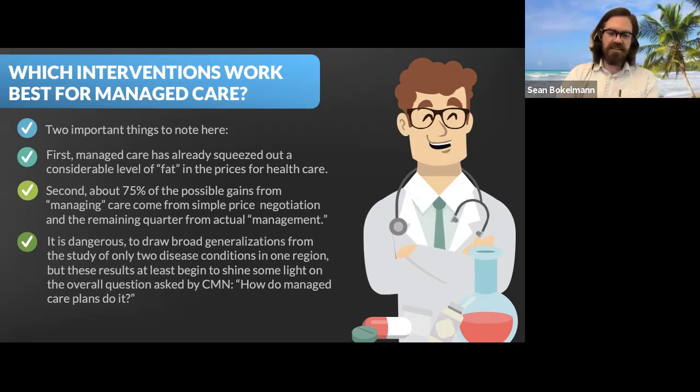But given these conclusions, we do have to be careful because the study really only looked at two specific disease conditions that were related to the heart. So it's hard for us to extrapolate these findings to other types of procedures and other types of care. But it does shed some light on how managed care plans manage to reduce costs.